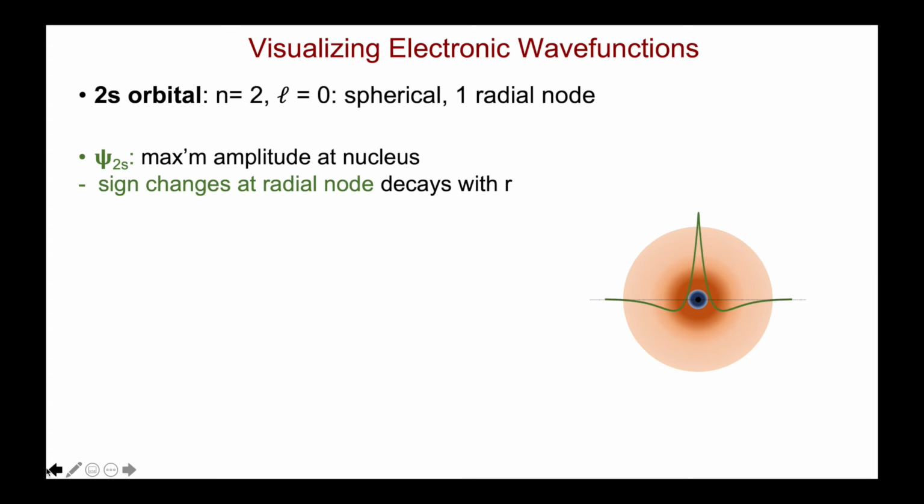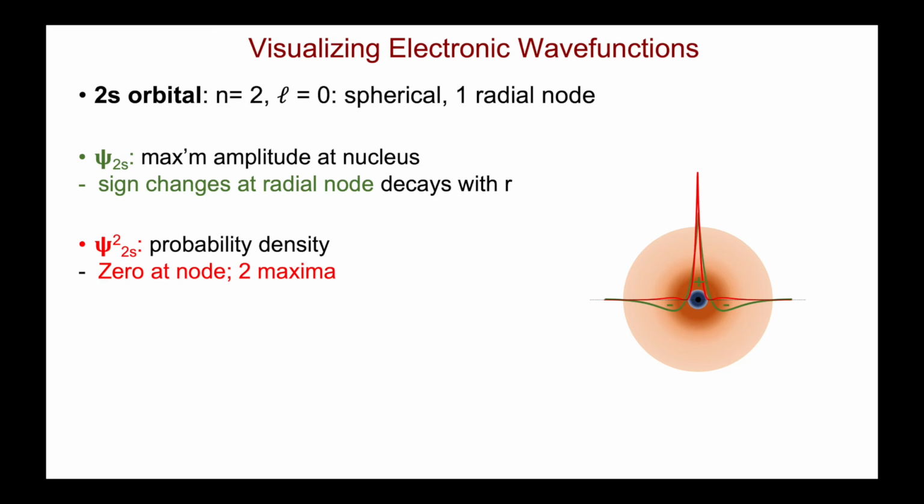And so here is a plot of the wave function for the 2s orbital. We see, as with the 1s, it has its maximum amplitude at the nucleus, and now we can see the sign change at the radial node. So here is my radial node, my wave function, maximum at the nucleus, decays, and then changes sign in this region, and then eventually tends towards 0. So at this node, I go from positive to negative. I change the sign of the function.